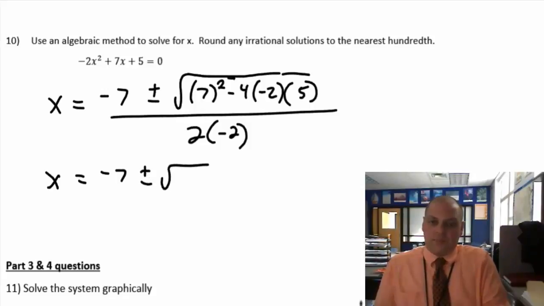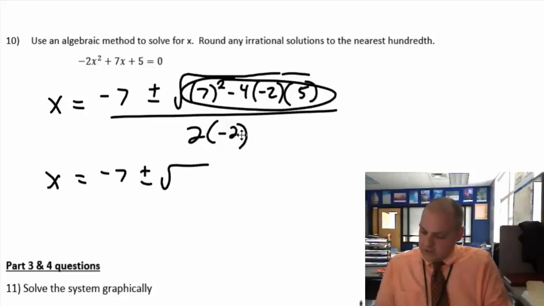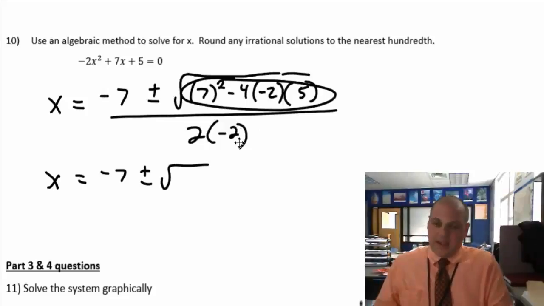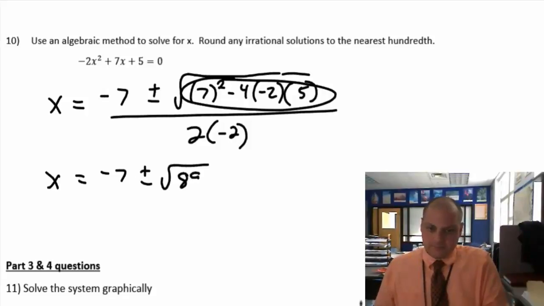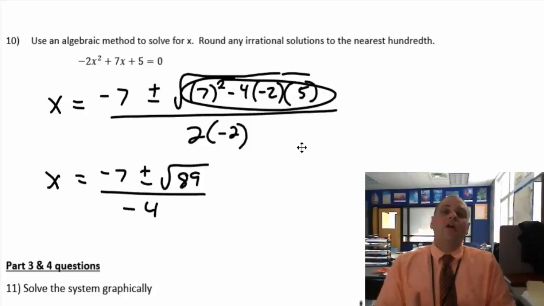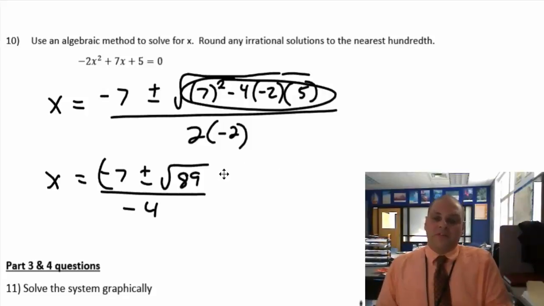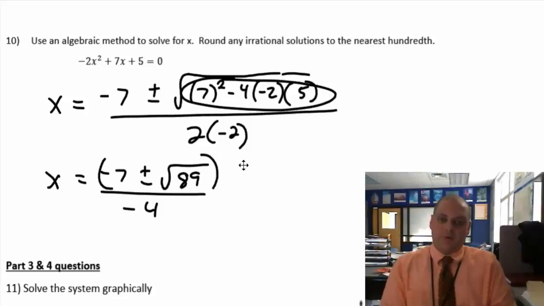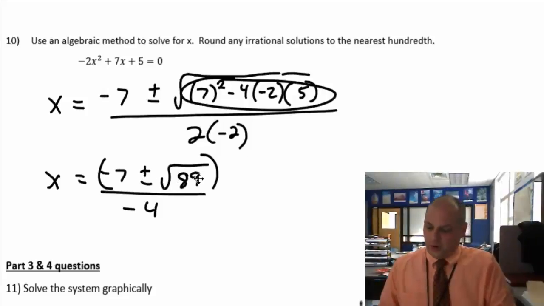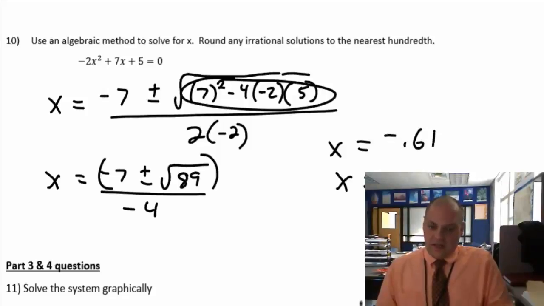All right, x equals negative 7 plus or minus, if you clean this up, you end up with 49 plus 40, which is 89, over negative 4, and then I'm ready for my calculator. Now, either put this in parentheses or type them in separately, the top divided by negative 4. You'll get x equals negative 0.61 and 4.11.